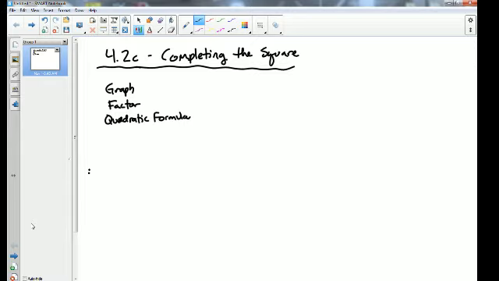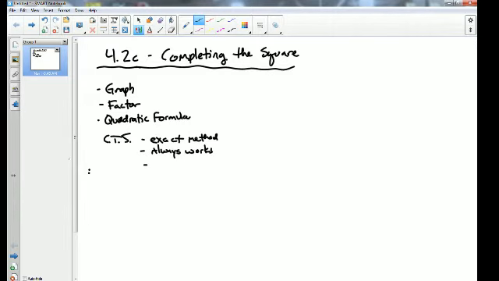Okay, today is method number 4, so we're going to complete the square. If we're using completing the square, this is an exact method. Just like the quadratic formula or factoring, it works every time, although at times it's kind of a bear.